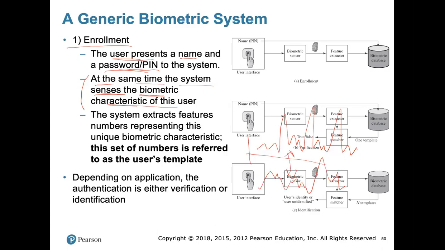So what the system does is extract some features out of the data recorded from sensors, and then those features are stored as a set of numbers that can be used for comparison. That set of numbers that will be used for comparison is called a template.